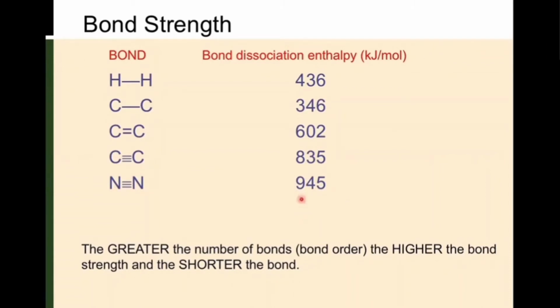And this is one of the reasons why N2, nitrogen in the air, is not really reactive at all, because this bond requires a lot of energy to separate the nitrogens from each other. So the greater the number of bonds, the bond order, the higher the bond strength, and the shorter the bond. So these bonds are getting shorter as we're increasing the bond order. And so that brings us to the end of this chapter. So let's move on to the next chapter.